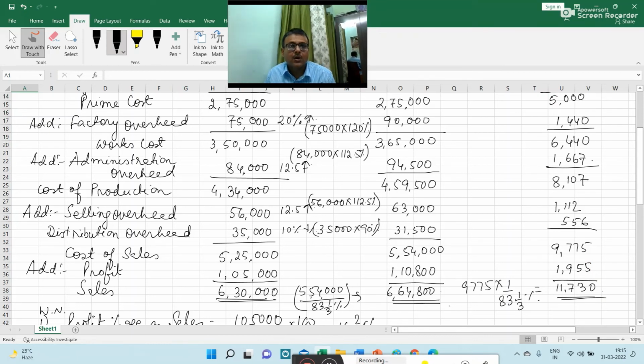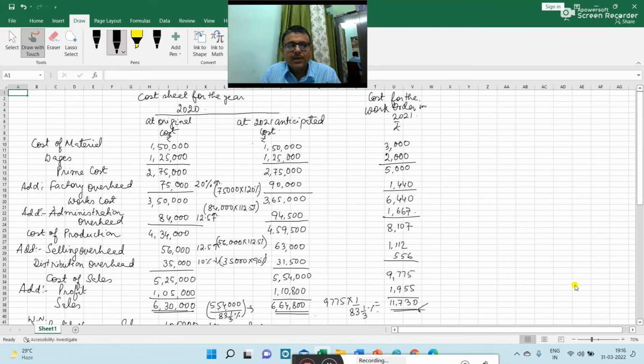So it is given in the question, you need to find out the estimated selling price for the work order that you have received in the year 2021, and the estimated sales price is rupees 11,730. I am trying to show it in one screen. So on the left, I have prepared 3 columns basically. In the first 2 columns, it is the cost sheet for the year 2020 at original cost and at 2021 anticipated cost.